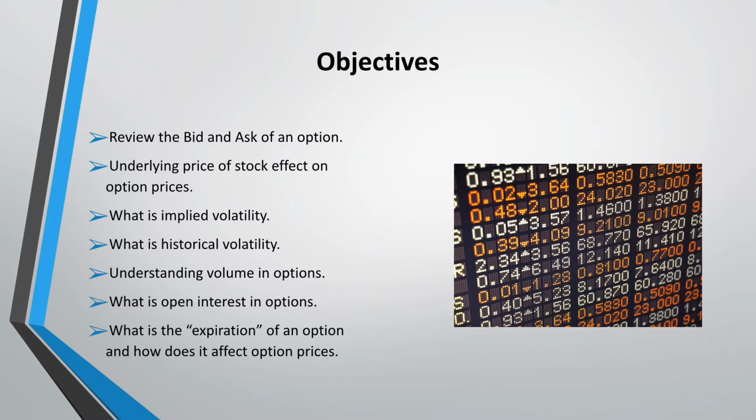Being able to recognize if that volume is coming from people that are bullish or people that are bearish, meaning people that are thinking that the market will go up, a bull, or thinking that the market will go down, a bear. And we will also, like I said, briefly be discussing what the expiration of an option is and how it affects the option prices.